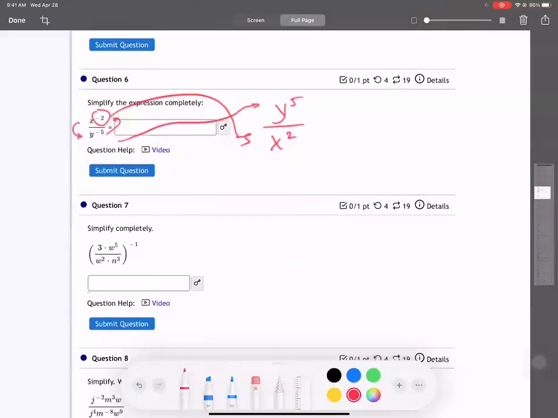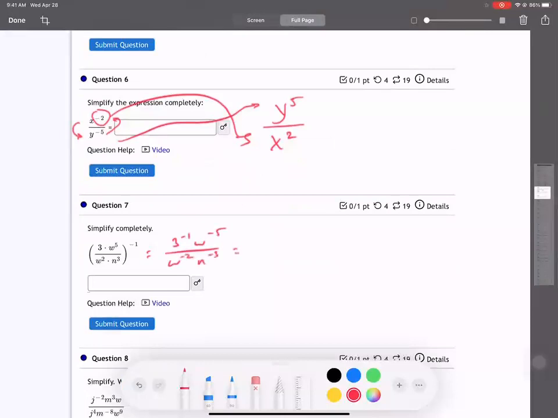Okay. Well, question number 7 is like what we did previously with this negative. Now, you can just say negative means everyone's going to get flipped. You can think of it that way. If you want to take your time with it, you can, of course, separate it. 3 to the negative 1, w to negative 5, over w to negative 2, n to negative 3.